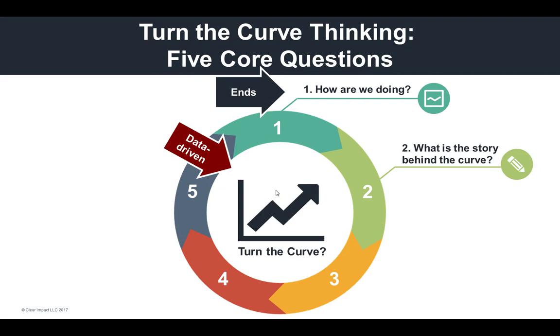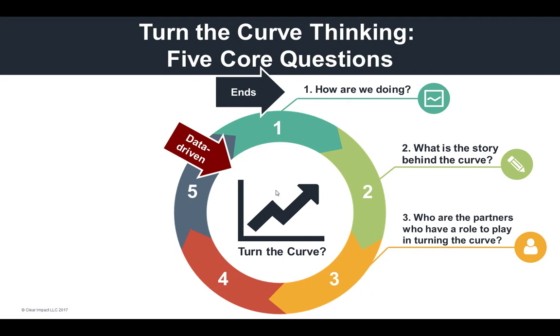However, it's critical to understand the story behind the curve. What are the root causes of the current trend? Are they internal or external causes? Are the causes permanent or temporary? Let's ensure we take action on root causes and not symptoms of those causes.